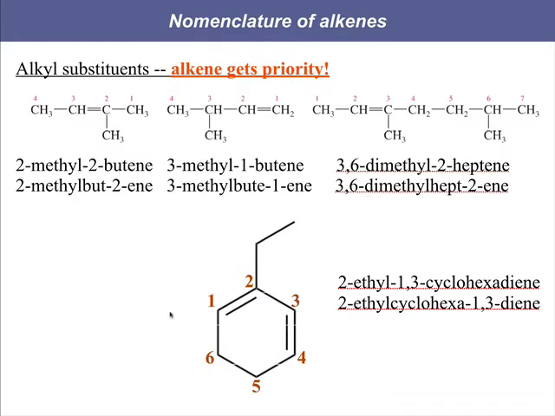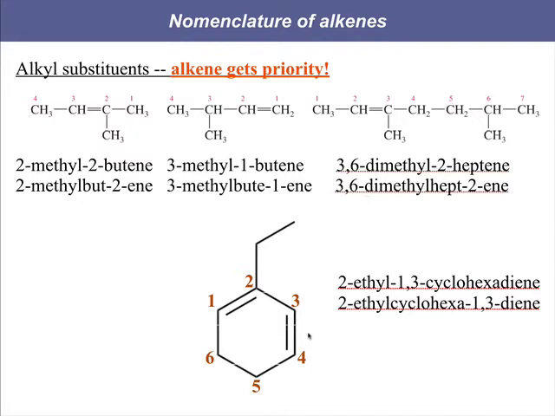So in the event that the numbering system does not affect the alkene, and it's the same either way, then we're going to prioritize our numbering so that our alkyl group, our substituent, gets the lowest numbers. So what do we have? This is a cyclohexadiene. It's a 6-carbon ring with 2 double bonds.